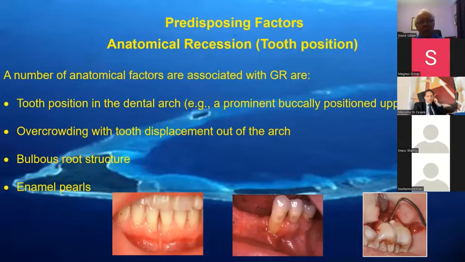Well, let's move quickly on. Let's look at some of the predisposing factors: anatomical recession, tooth position, overcrowding, bulbous root structures, and enamel pearls often can create problems. I think you can see an enamel pearl there. Often you can only see that when you go in periodontally surgical.